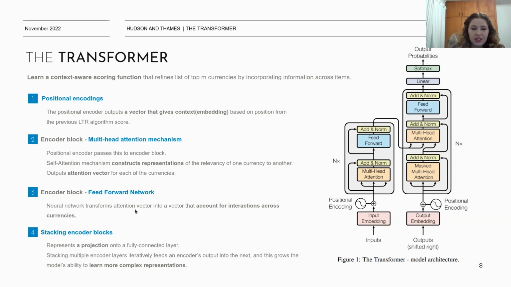So after we do this, we go on to what's called stacking, and this is what makes this transformer unique. I'll show you guys in the next slide how that stacking actually happens. But basically, it just boils down to a projection onto a fully connected layer. So we project, and then at the very end of the transformer, we project onto a fully connected layer again. The reason we do that is so that we can learn more complex representations. So this transformer is a very complex way of basically getting more accurate rankings.